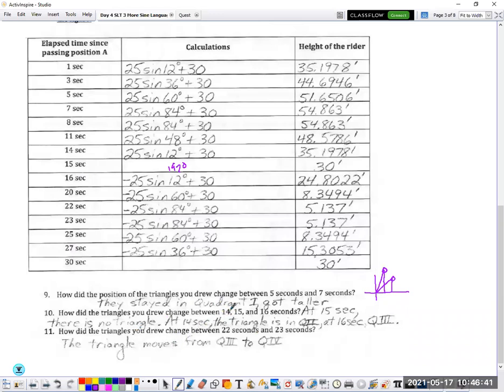Here, how did the triangles change between 14, 15, and 16 seconds? Let's switch colors. All right. So 14 seconds. Hey, can someone do me a favor? Because this is not what I want. Ashwari, did you do the multiplication here? 12 times 14? Okay. What was the angle right here? Instead of 12, what did you have there? What was 12 times 14?